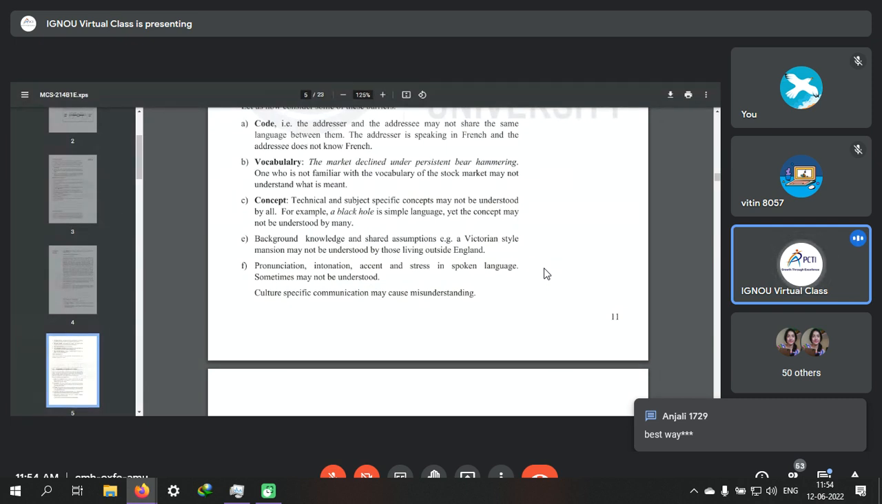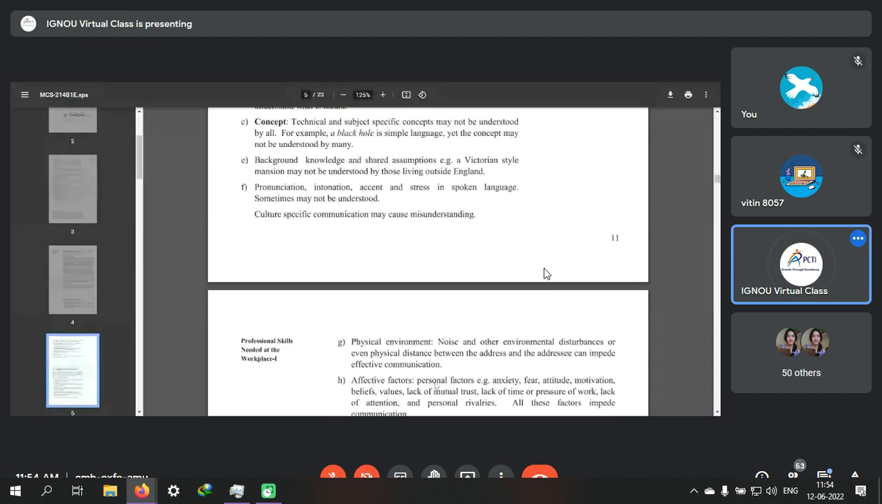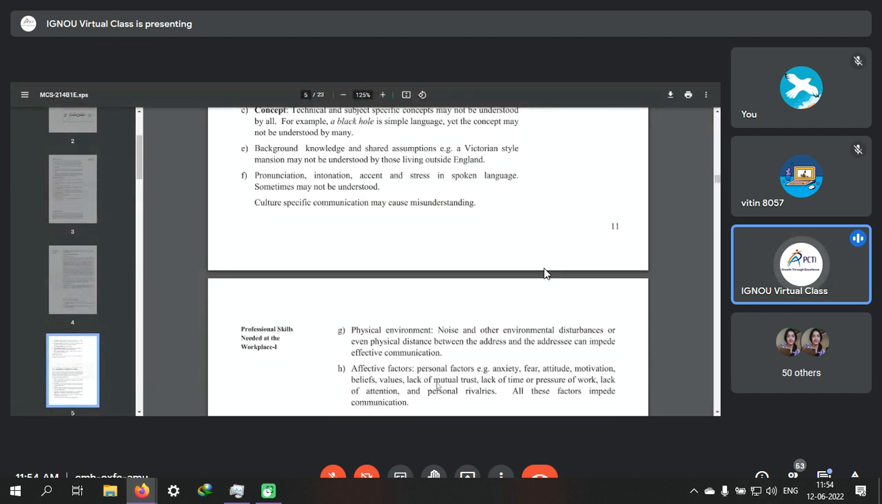So everyone has a different way to express, and even the pronunciation, intonation, stress, and spoken language may be understood, or sometimes cannot be understood. Okay, so pronunciation differs. Physical environment: I'm talking about noise and environmental disturbance. Suppose you are talking with someone on the telephone. Maybe there are network issues, some noise, some environmental disturbance. There are so many barriers to communication.